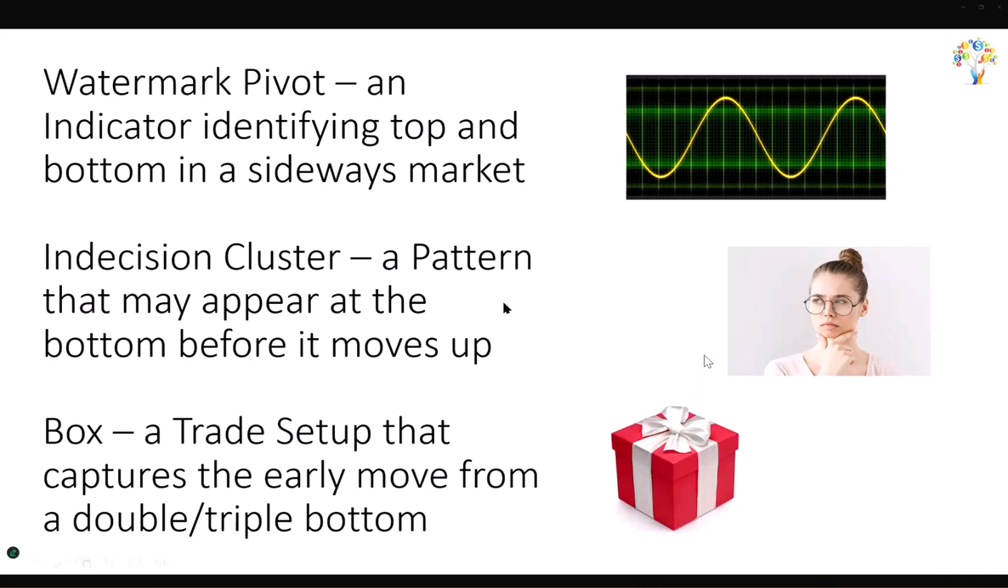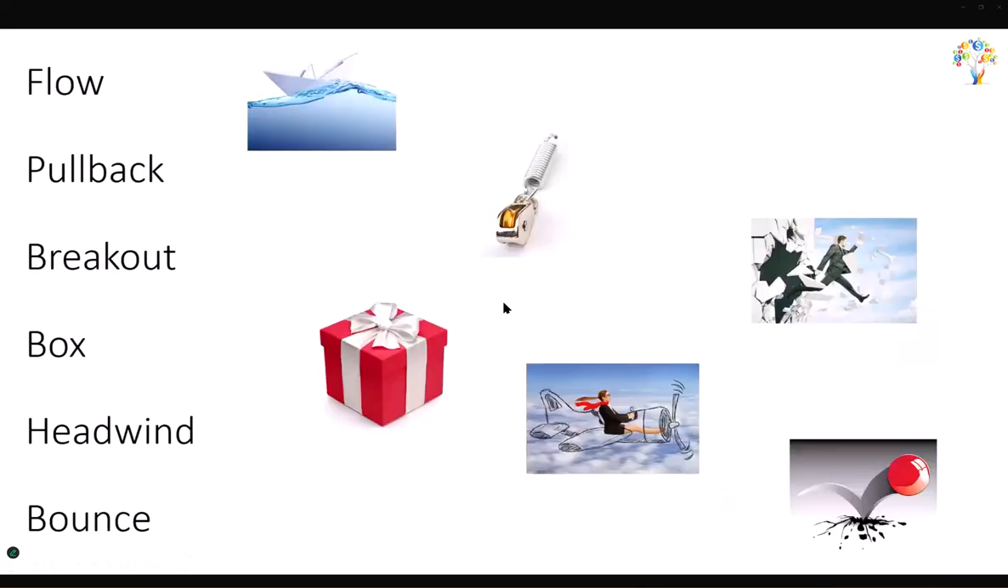Box is just one setup. Let's see how many of these kinds of setups we use. Flow is a trend following setup. Again, Dr. Jeffrey mentioned it. We all know it. A stock is going up, higher high, higher low. Try to buy at the bottom of the swing just as it's starting to go up. This is exactly what Dr. Jeffrey showed yesterday. That is a trend following long setup. I think everybody trades that.